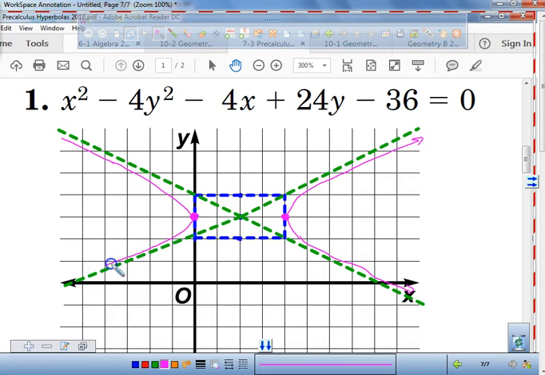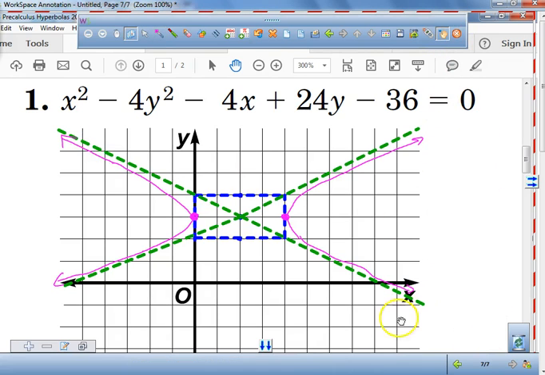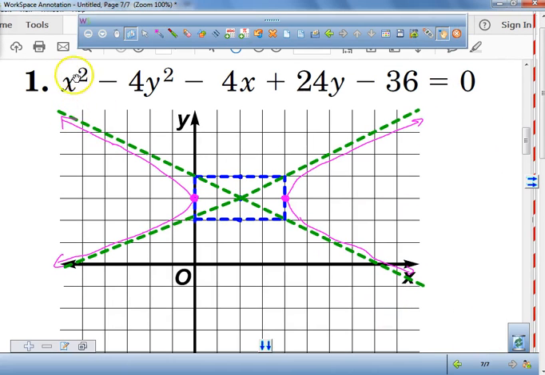Now, how did I know it was going to open left and right? How did I know it was going to open left and right? Because my x values right here are positive and my y values are negative. That's how I know it's going to open this way and this way.